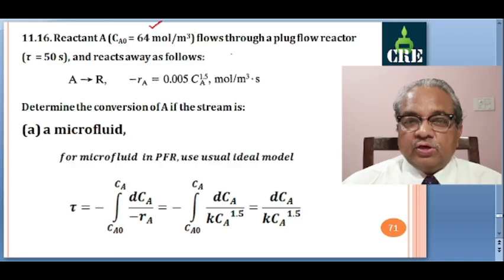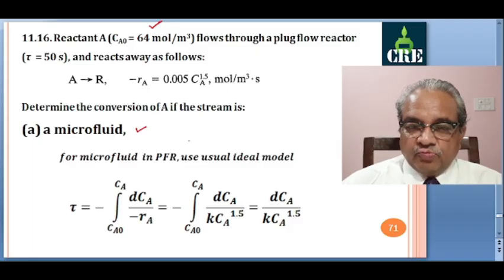Concentration is in moles per meter cube, so everything is in consistent units. Determine the conversion of A if the stream is a microfluid. If it is a microfluid, the usual ideal PFR is applicable here because molecules will move freely. We have seen the concept of microfluid.